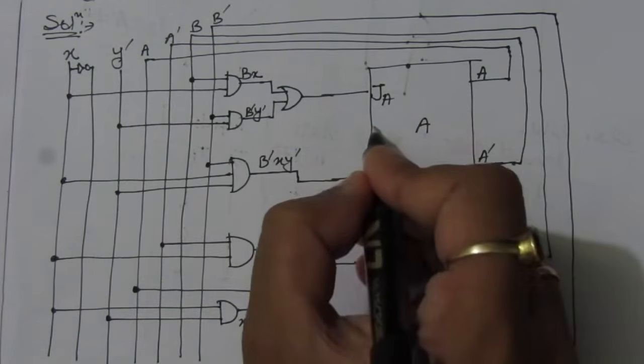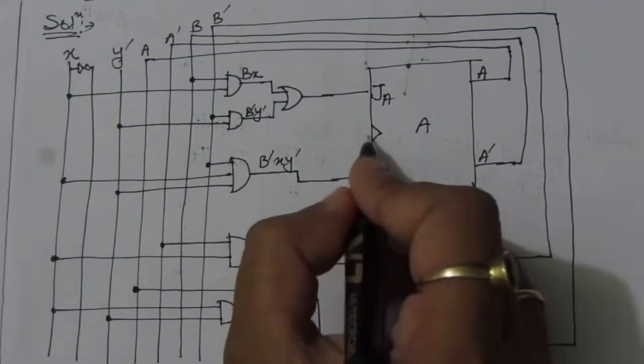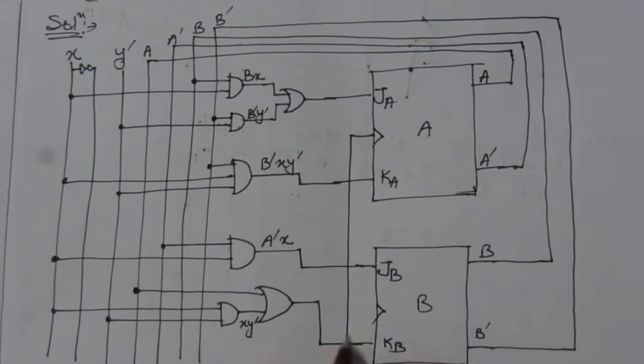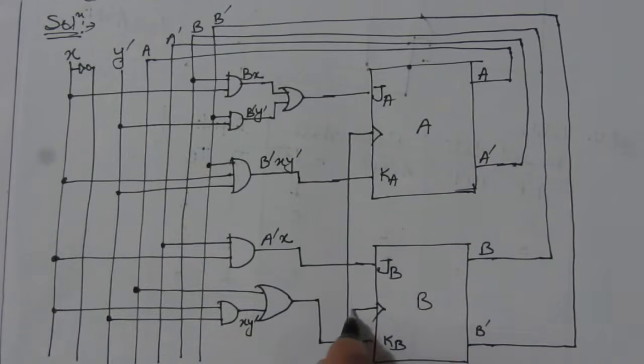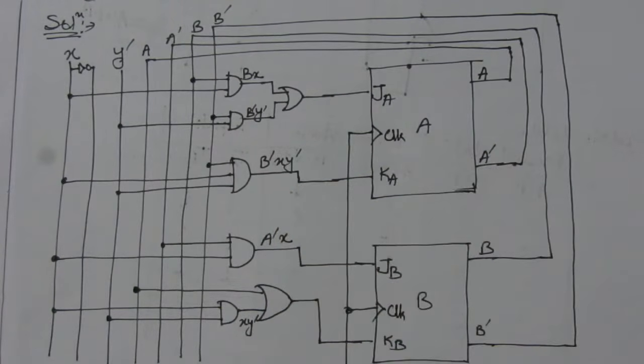For both of these flip-flops we have to supply a clock signal. So this is the clock input, CLK for short. These are the inputs. We have found the input expressions.